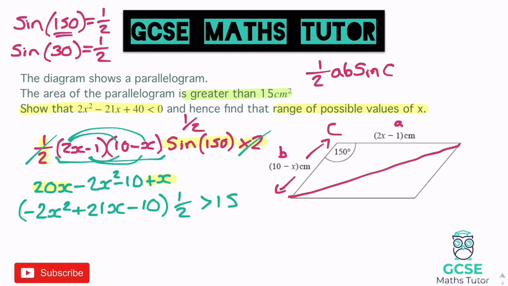There we go. So we're at this point now, and there are two things we could do here. Either we can times this whole bracket by a half, which I would say if they were all even would be quite nice, but as we've got that 21x there, I'd rather not be halving 21 and having decimals in here. So rather than doing that, I'm just going to times both sides by 2. A half times 2, we already know from earlier on, makes 1. So that's just going to get rid of the half, and it's just going to make this 15 into 30 instead. So we get minus 2x squared plus 21x minus 10 is greater than 30.